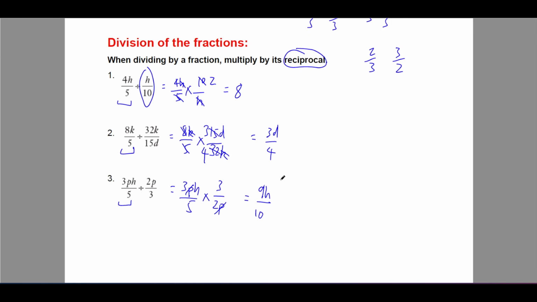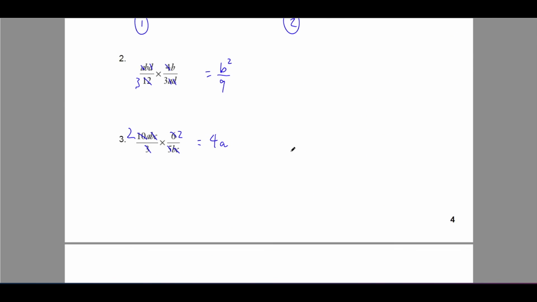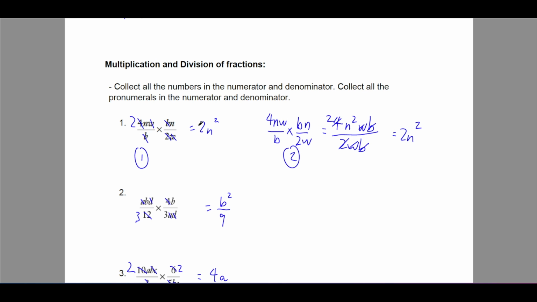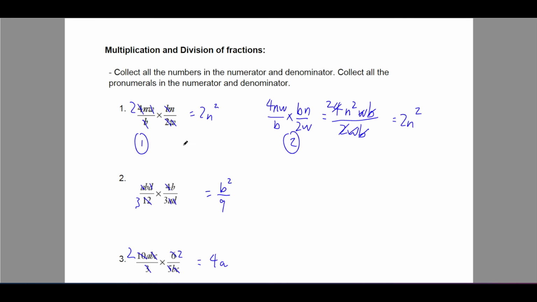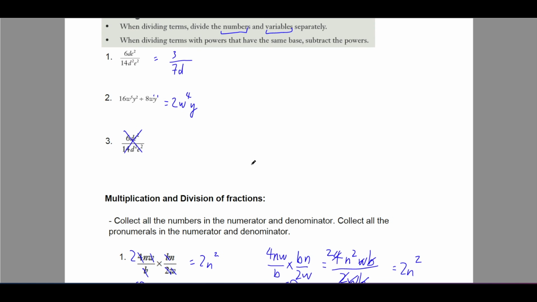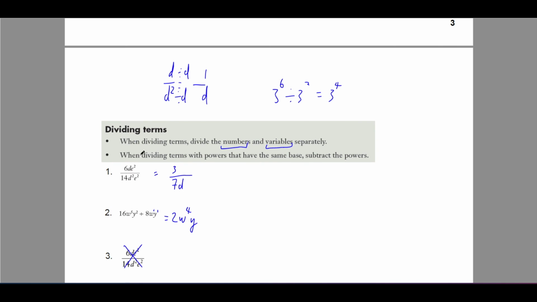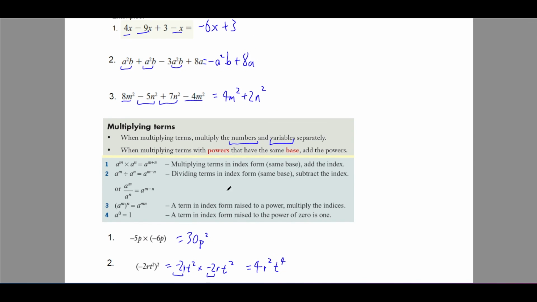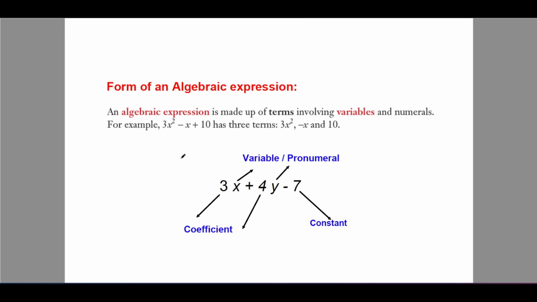Dividing by fractions means you multiply by the reciprocal. When you multiply two fractions together, try to simplify on the way. Don't try to multiply everything out first and then simplify, because you might make a careless mistake by doing this. We also went through dividing terms, where you have to take away when you divide the same terms with the same base. Multiplying terms, and then explaining what an algebraic expression is.